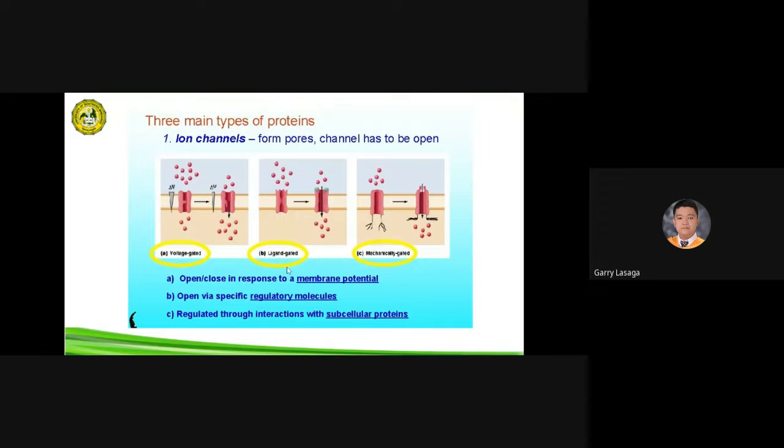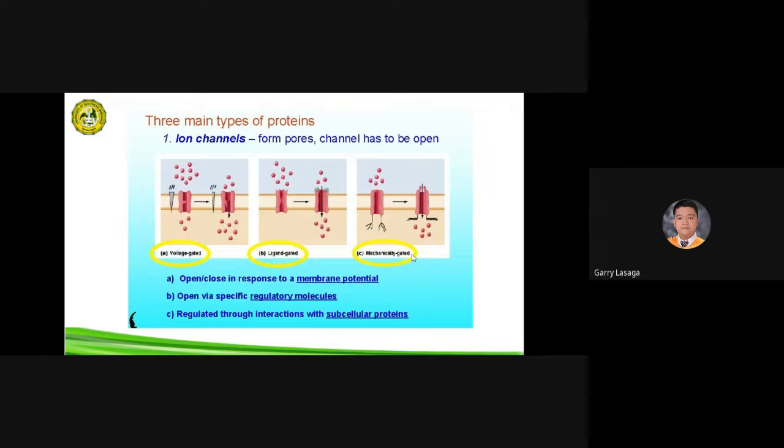Another type is the ligand-gated ion channel. This will open via specific regulatory molecules. For example, a regulatory molecule will bind to a site in the channel. This will cause the opening of that particular channel to cause the movement of these molecules across the membrane.